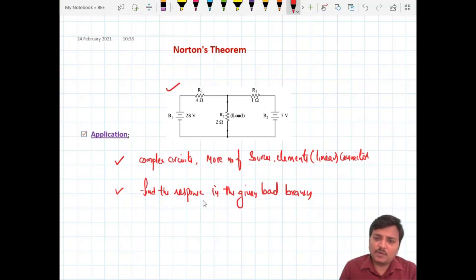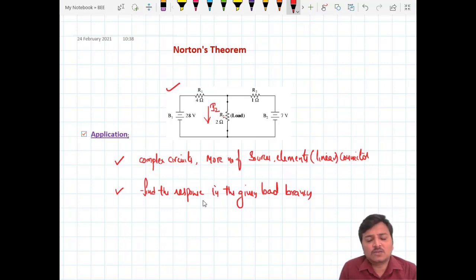So B1 and B2 are the sources connected, and R1, R2, R3 are the resistors. In this consideration, R2 is the load resistance, and we are going to find the load current. The response is I2. Even with the superposition theorem we can find it, but when we use Norton's theorem, we find one equivalent circuit, and the load resistance is connected in parallel to that equivalent circuit.